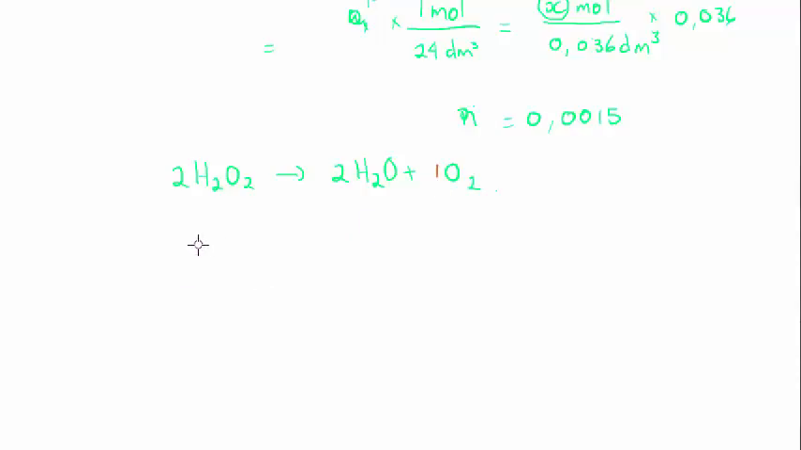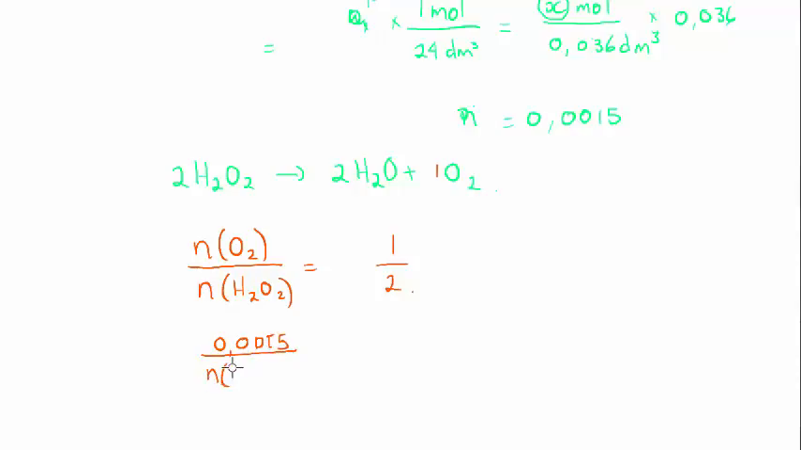I'd rather say that the mole of oxygen divided by the mole of hydrogen peroxide, for every one of these, there must be two of those. So I know how many moles of oxygen I had, 0,0015. I want to know how many moles of hydrogen peroxide was used, but I know that when I divide them with each other, I should get a half. And now I just solve this equation.